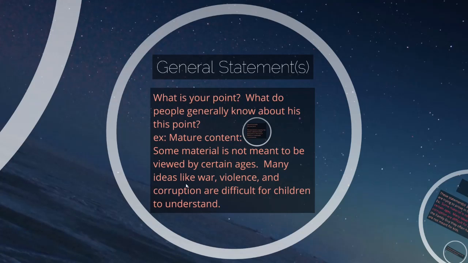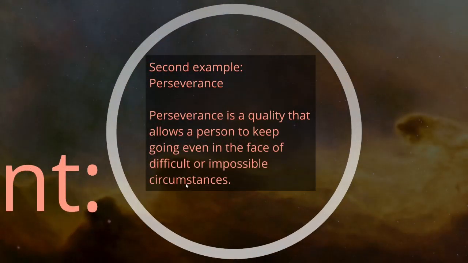What is your point? What do people generally know about the point already that you have? Example, some material is not meant to be viewed by certain ages. Many ideas like war, violence, and corruption are difficult for children to understand. So most people generally know this already, and you're using this as your point that you're explaining. Here's another example. Perseverance is a quality that allows a person to keep going in the face of difficult or impossible circumstances. So people may know and have an idea of what perseverance is. Here's a pretty general definition of what perseverance is. So this is just setting up your general statement so that you can now provide proof further on in the paragraph.